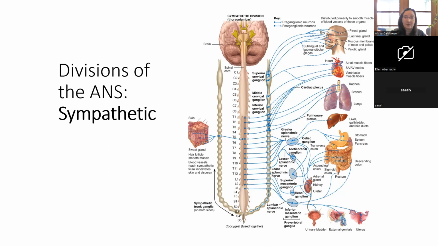and that's what's controlling the things that we associate with fight or flight. So your heart rate goes up, your breathing goes up. We're going to send more blood to your brain, your heart, your skeletal muscles. We're going to send less blood to your digestive and reproductive organs because those are not as important if you're in a fight or flight situation.